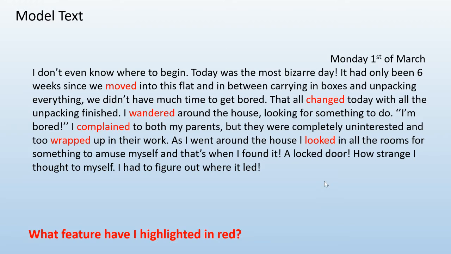So the model text. As you may have noticed in the model text, I have put the date in the top corner, and that's really important for a diary entry. So let's have a read.